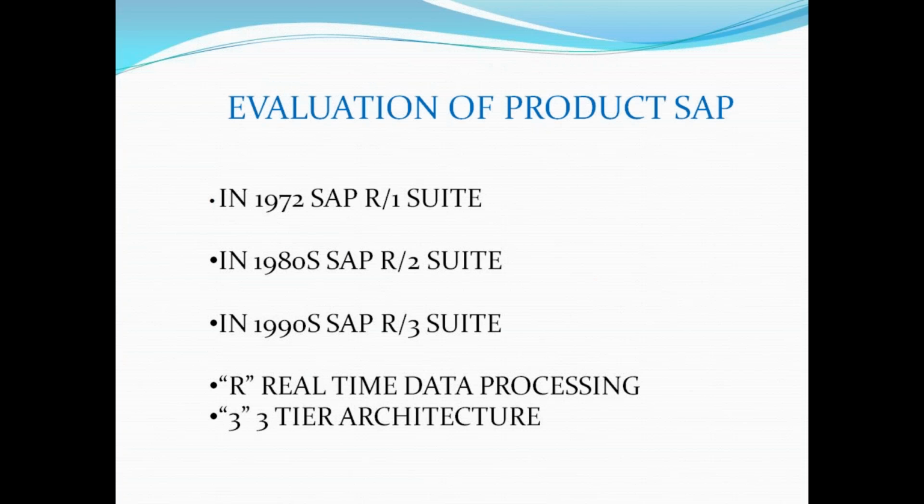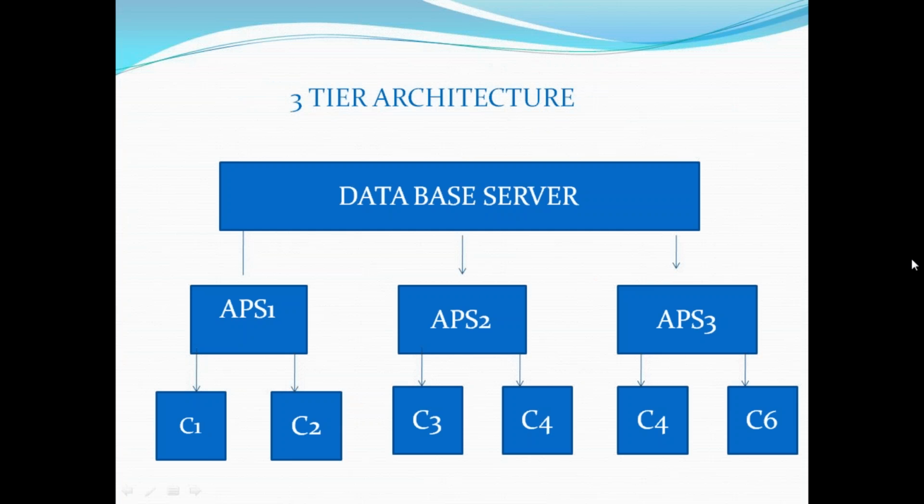So we have the three-tier architecture, right? Database, application server, client server. So we have three servers. Database means here we store the database. Application server means here we store the SAP. Client servers are the desktops and laptops used by the end user at the client place. So we use the three-tier architecture in SAP.